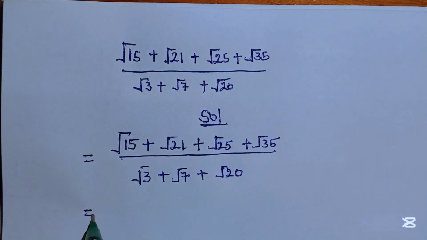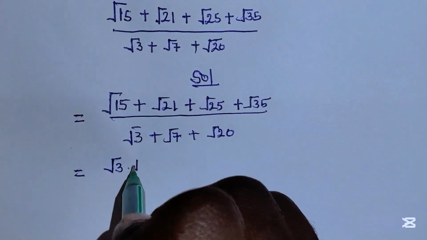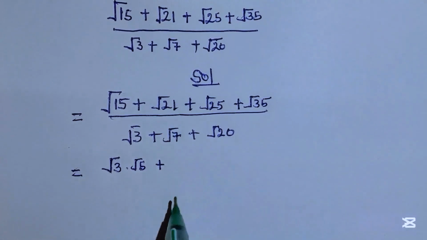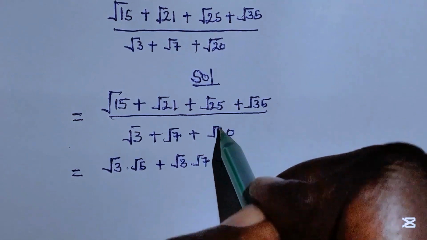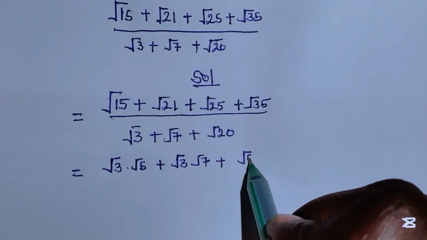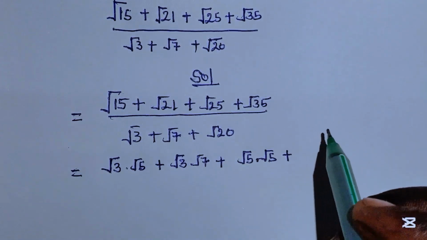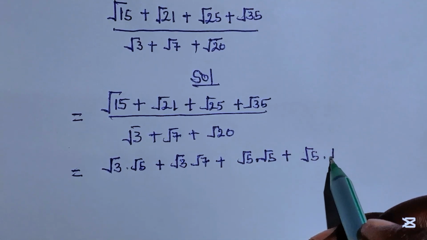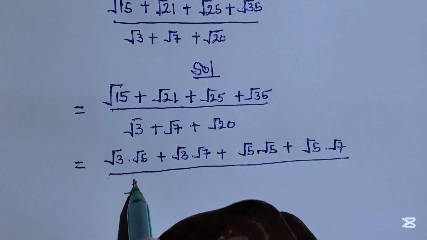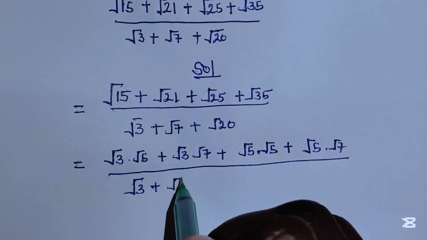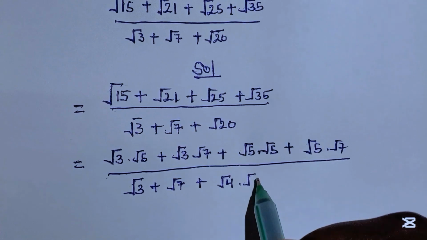This is equal to, then we can say square root of 15 is equal to square root of 3 times square root of 5, plus square root of 21 is equal to square root of 3 times square root of 7, plus this one is equal to square root of 5 times square root of 5, then plus square root of 35 is equal to square root of 5 times square root of 7, over square root of 3 plus square root of 7 plus this is equal to square root of 4 times square root of 5.